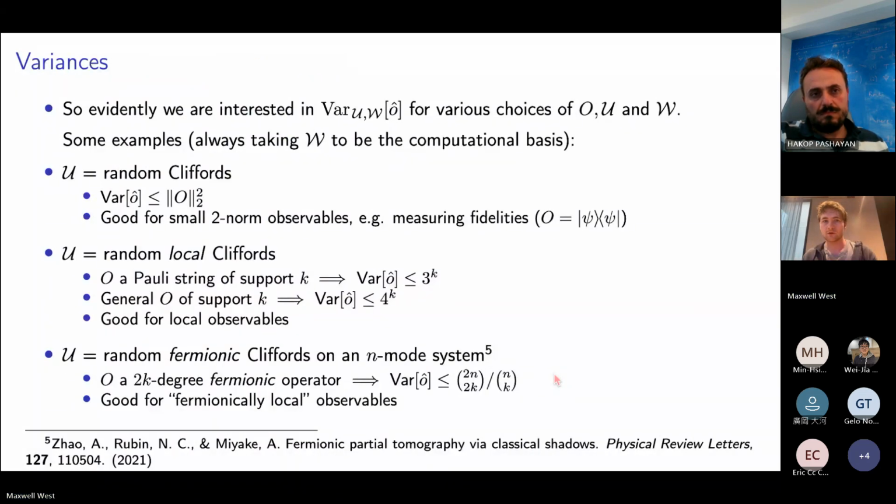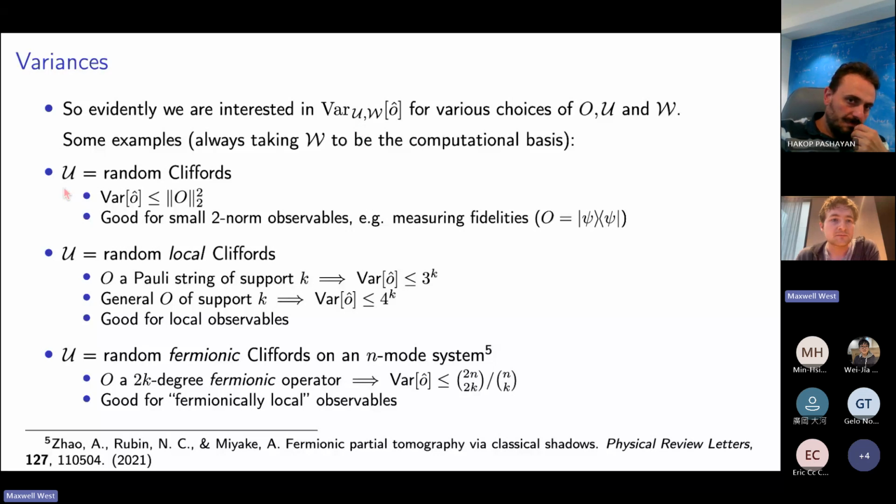Okay. So, sorry, we're nearly at the new stuff. But just to give maybe a bit of an example of this, in all these cases, we'll just take W to be the computational basis, and then we'll see what happens if you make different choices of U.